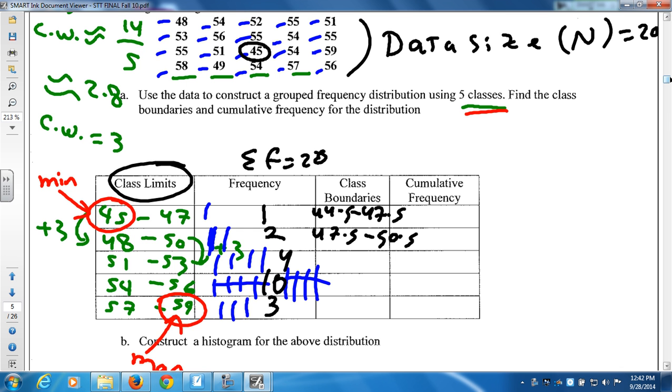How many credits are we going to take? Sorry. How many credits are we going to take? 2.